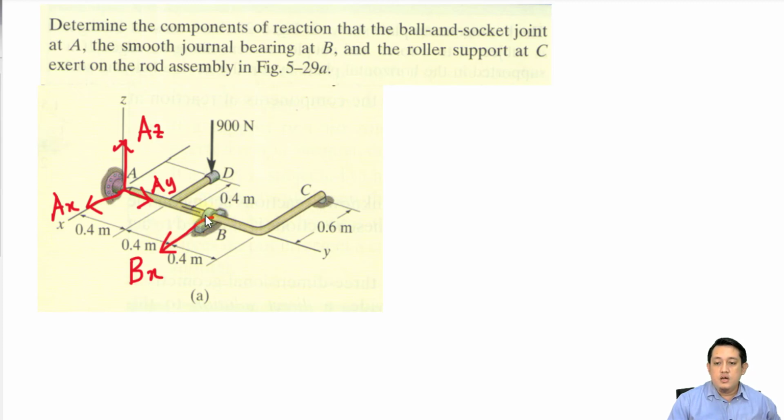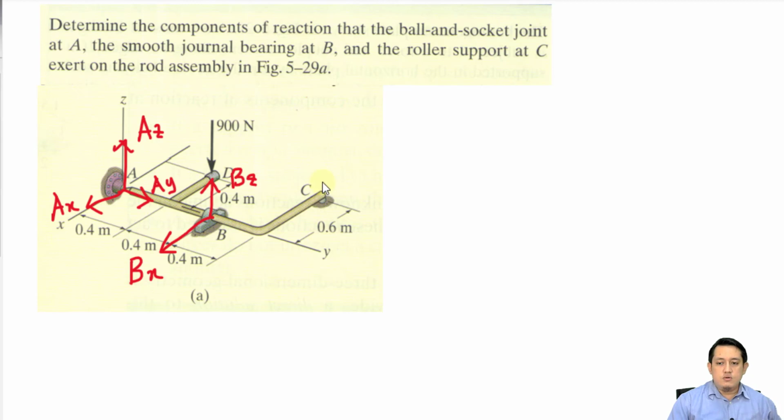Can we move it in Y direction? Can or not? The answer is can, because this is a smooth journal bearing. So this rod here can move freely in Y direction. Don't look at other places, just focus on this point only. So we don't have any BY. Can we move this rod here in Z direction, upwards? Cannot also. So we will have a reaction in Z direction, so this will be BZ.